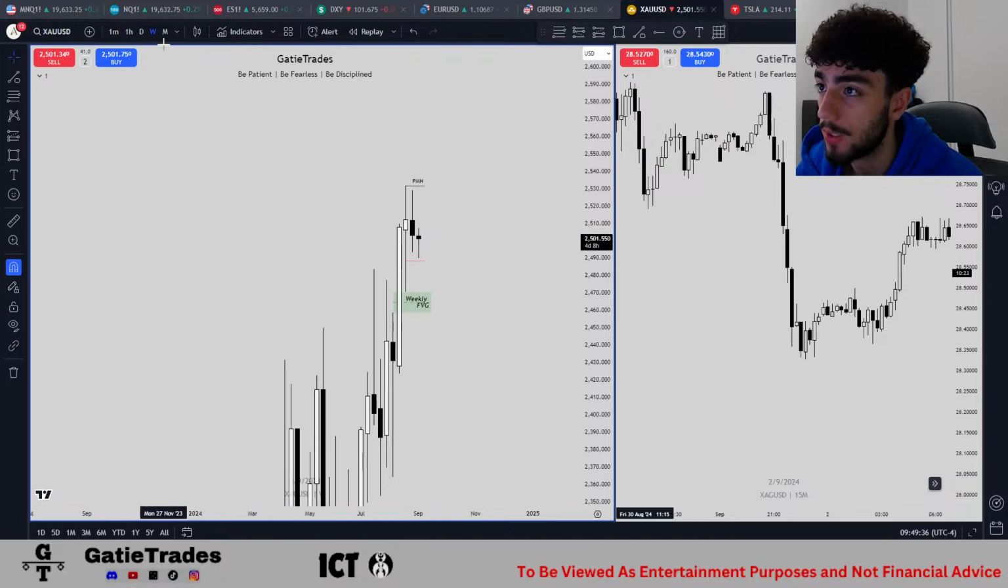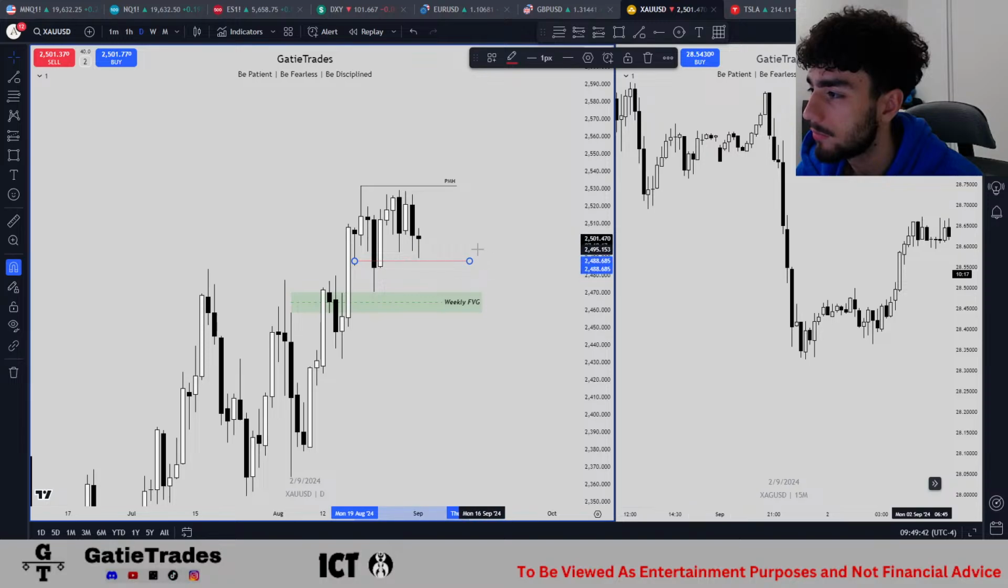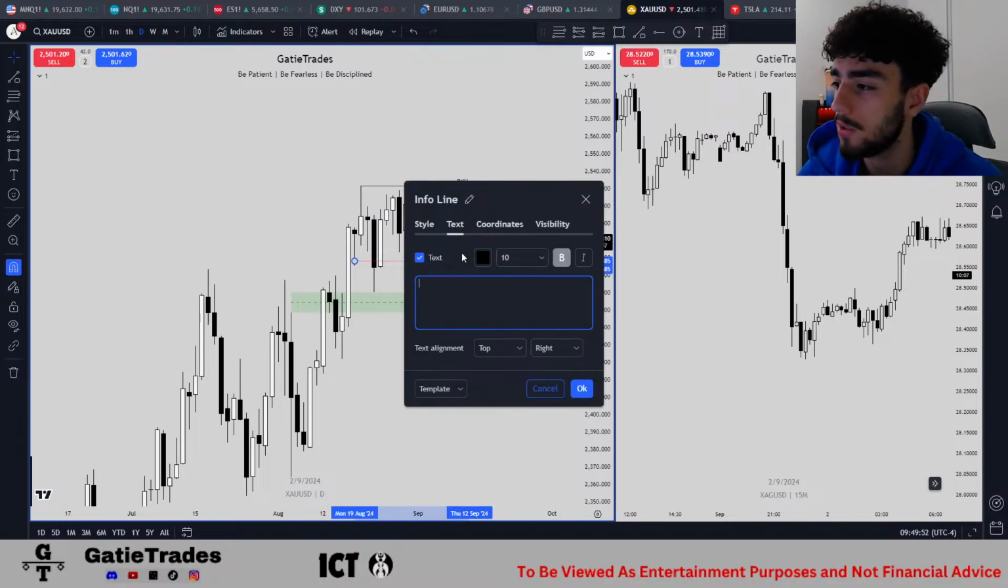We could reject off this wick, but I would want to see a lower move, either into the weekly fair value gap or into the sell side or the weekly wick, and then towards previous month high, which is our higher time frame objective. And we'll look at silver to confirm.